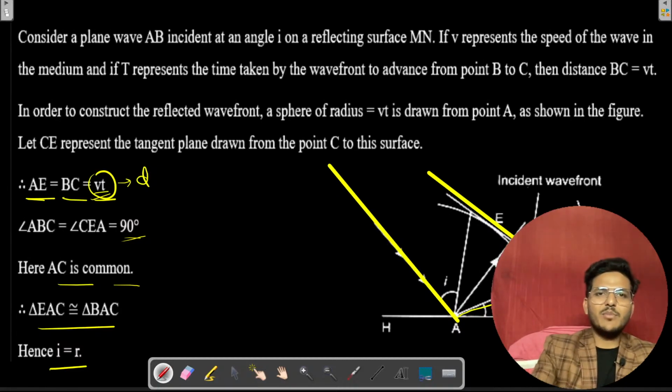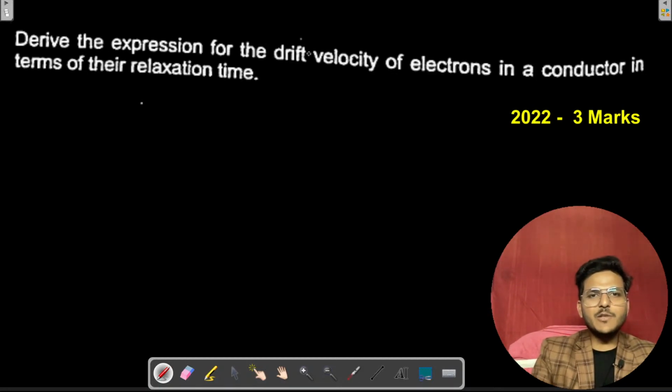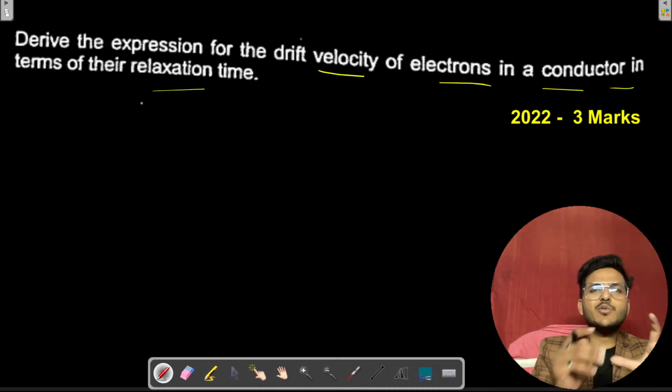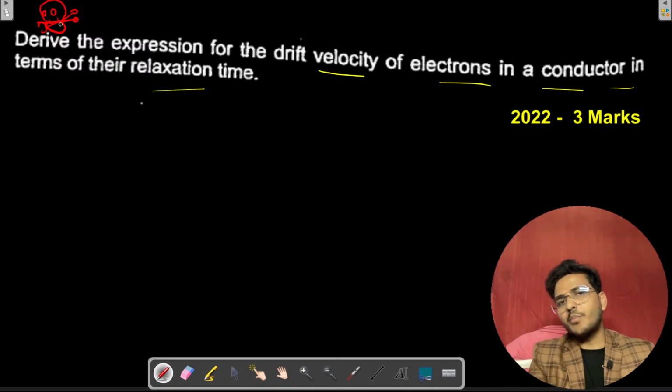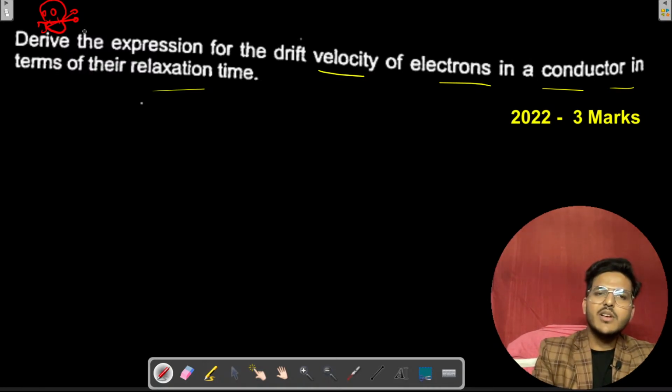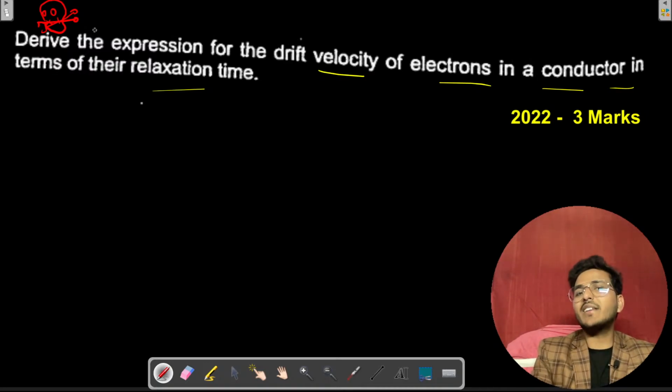Okay, fine. Now moving to next. Derive the expression for drift velocity of an electron in a conductor in terms of relaxation time. This is a very important question. You can mark a pattern sign over here. This is a very important question, because I think this question is coming in your final examination.